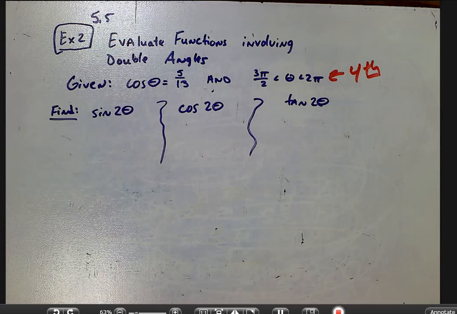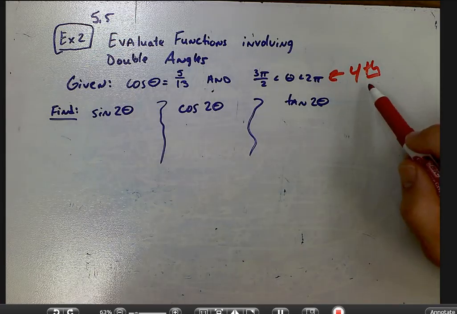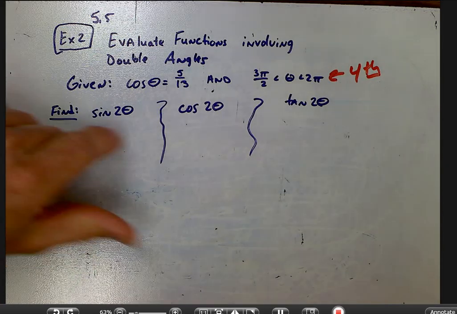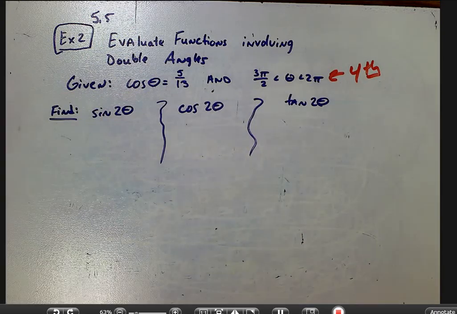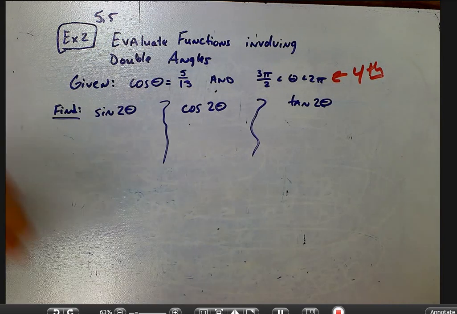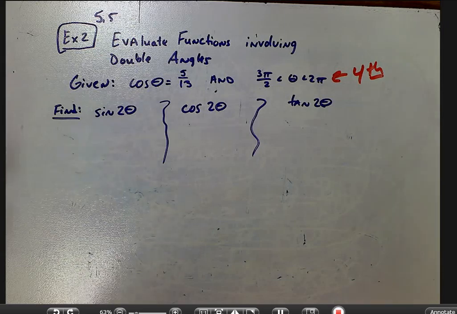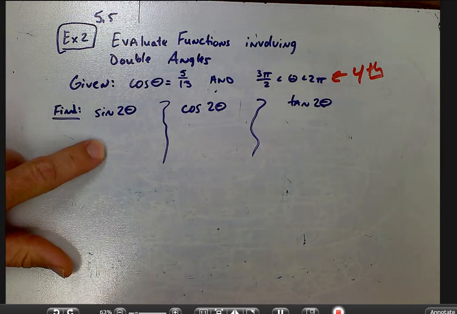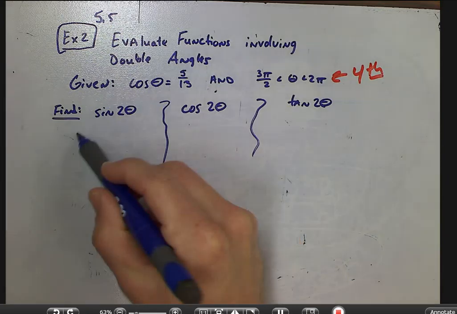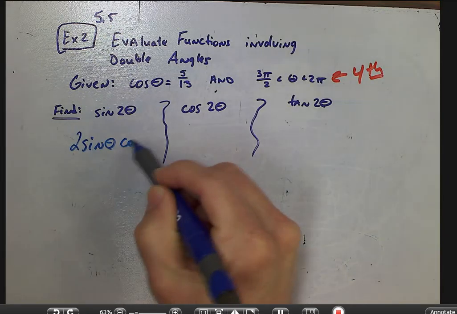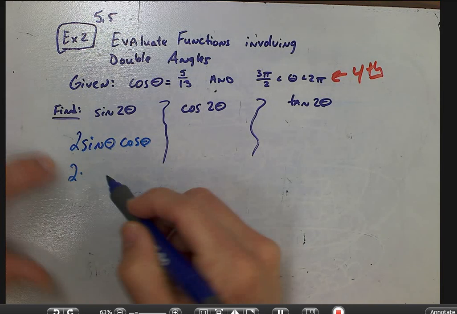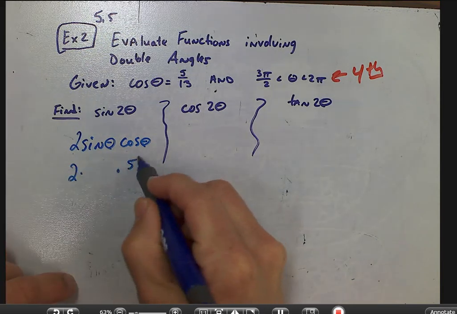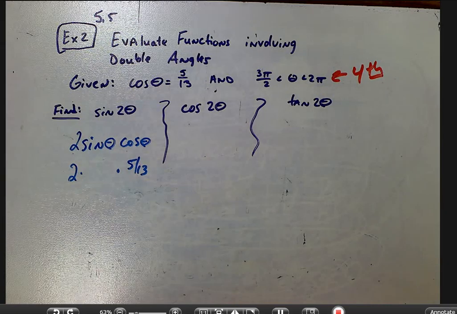And knowing that it's a fourth quadrant angle tells me that the sine is going to be negative, the cosine will be positive, and the tangent will be negative for that angle. Okay, so let's start with the sine of 2 theta. It sure would be nice to be given a formula. Well, we are on the formula reference sheet. The sine of 2 theta is equal to 2 sine theta cosine theta. I have the 2. I don't know the sine yet, and I know the cosine is 5/13. So how am I going to find the sine?